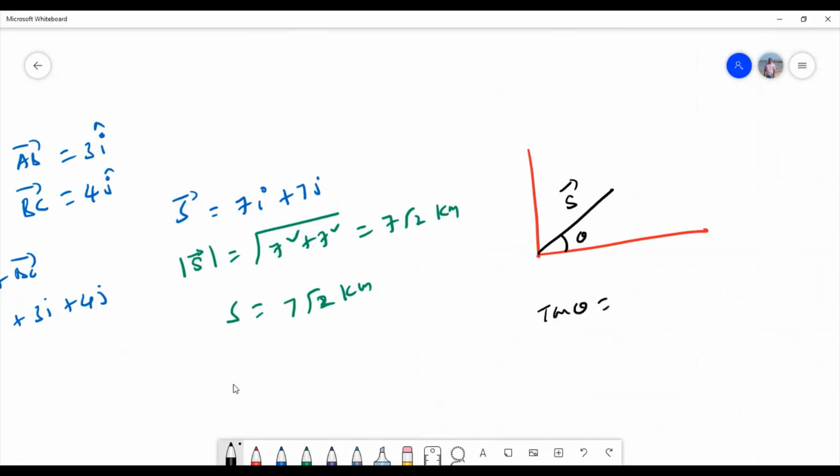So tan theta is y component by x component. So 7 upon 7, 1. So theta is equal to 45 degrees. So overall, the man is moving along northeast. Because the angle is 45 degrees, his displacement is 7 root 2 kilometers and the angle he is making is 45 degrees. So this man is moving along northeast, and he covered 7 root 2 kilometers.